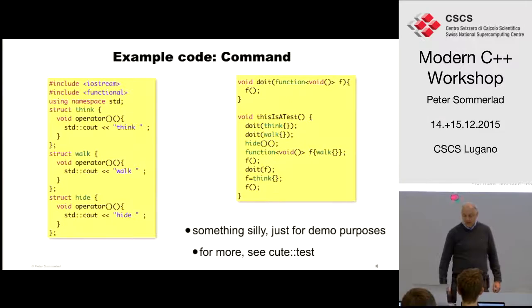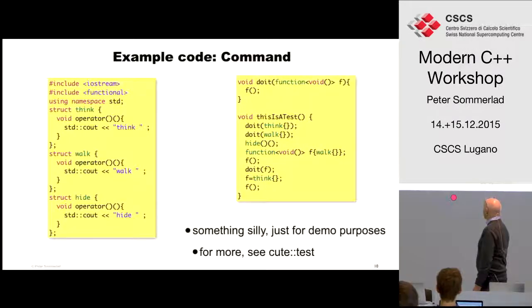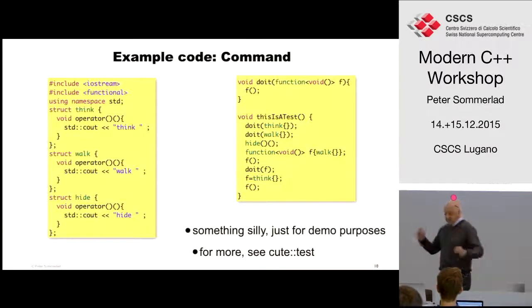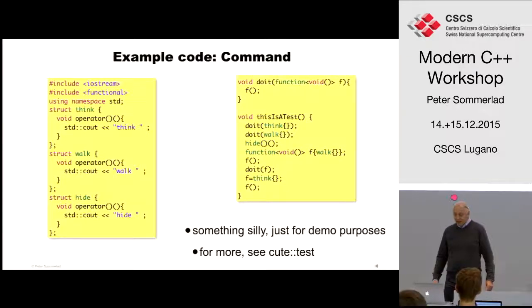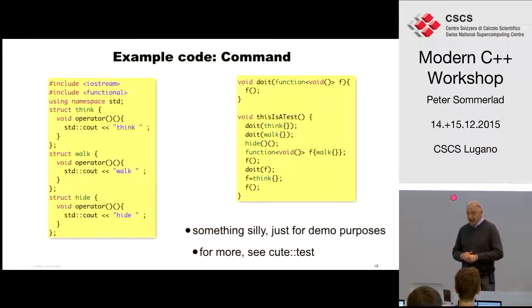Just to give you a very brief, very silly example, we have 3 classes, let's say, of a simple game or a simulation: a class think, a class walk, and a class hide. Each of these overloads the call operator without taking any parameters. And as I told you, it's bad code. It's just a silly example.